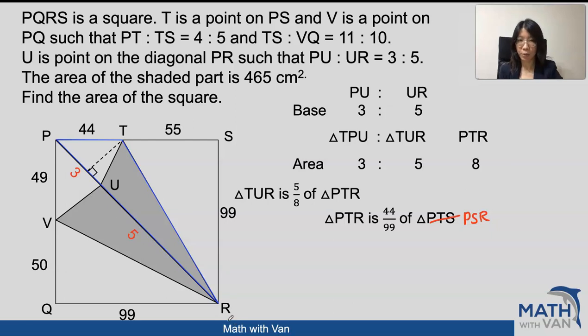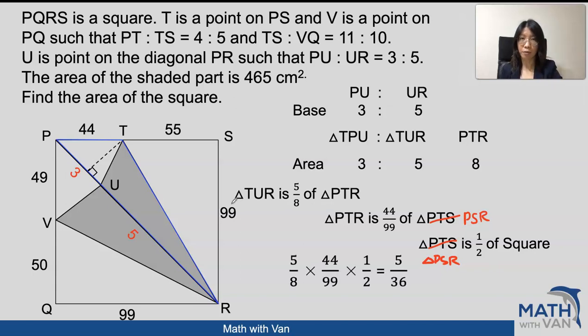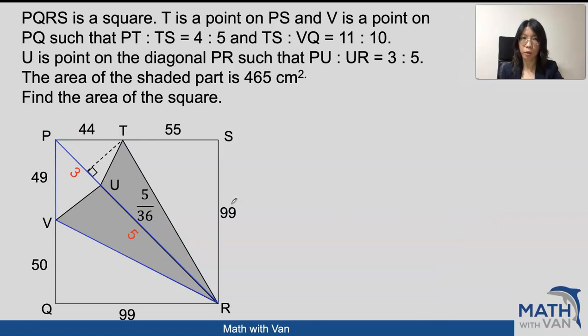And then PSR is half the square. So what we can do is take the fraction 5 out of 8 times 44 out of 99 times half, and that gives us 5 out of 36. That means to say that 5 out of 36 of the square is triangle TUR. Okay, so we can put it down. So doing by the same logic, I'm going to do that for the other triangle as well.